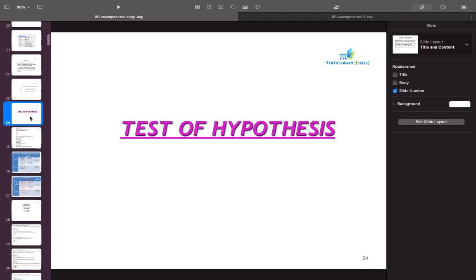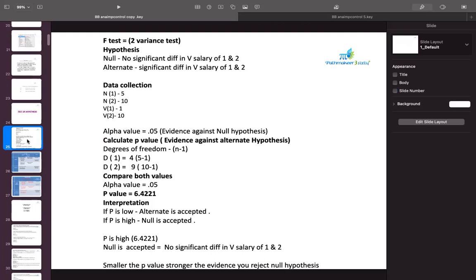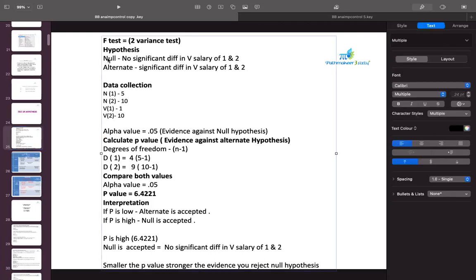Next is hypothesis testing. So we have already discussed hypothesis testing. It is nothing but an assumption. So whenever you start a hypothesis testing, the first thing is you have to draft hypothesis statements. So what are the hypothesis statements? A null hypothesis and an alternate hypothesis. Null hypothesis always says no significant difference. Alternate hypothesis says there is significant difference, right?